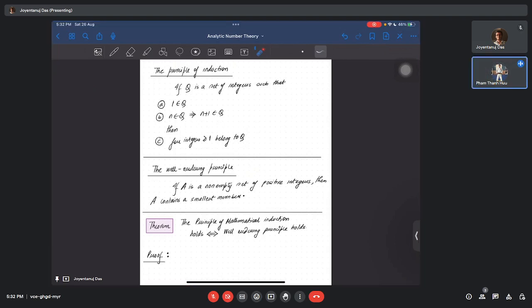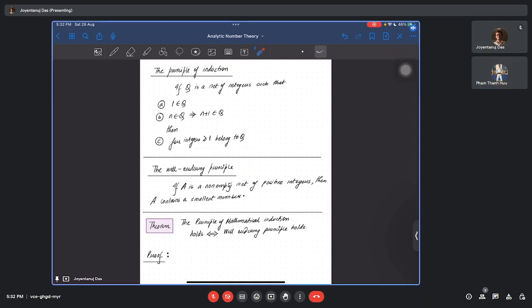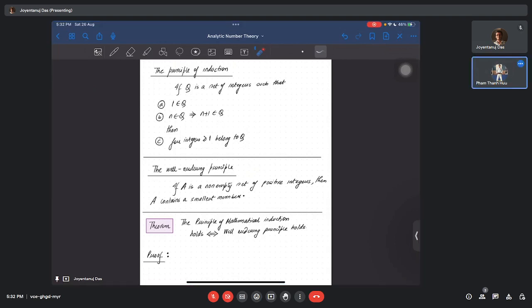If we have the principle of induction, it will also have the well ordering principle. Okay, right. But I understand the principle of induction, but why do we introduce it here?